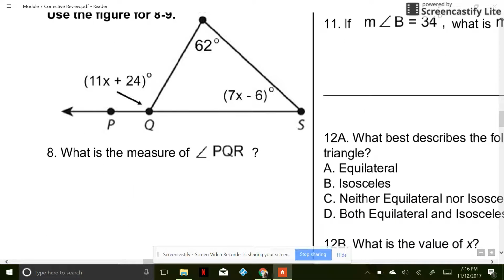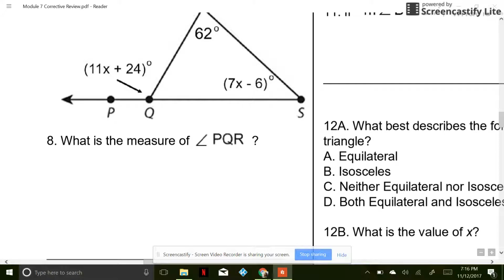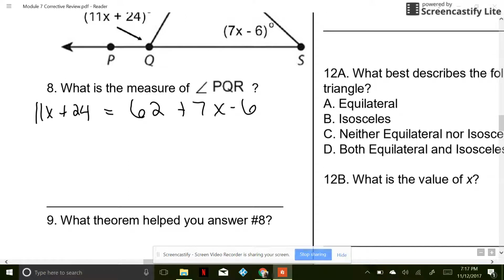Okay, in this one we want to find the measure of angle PQR. So again, we want to use the exterior angle theorem. So that means our exterior angle 11x plus 24 is equal to the two inside angles it's not touching added together. So 62 plus 7x minus 6. So we subtract the 7x to get 4x over here. We take 62 minus 6, which is 56. 56 minus 24 will get us to 32, which means that x is 8.